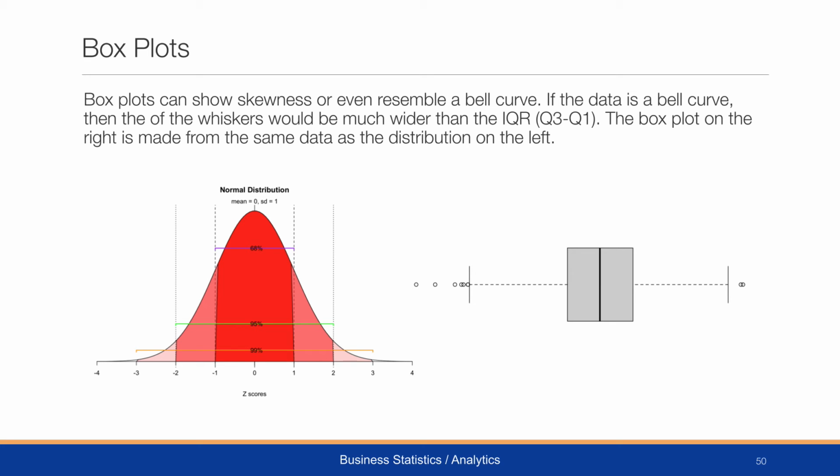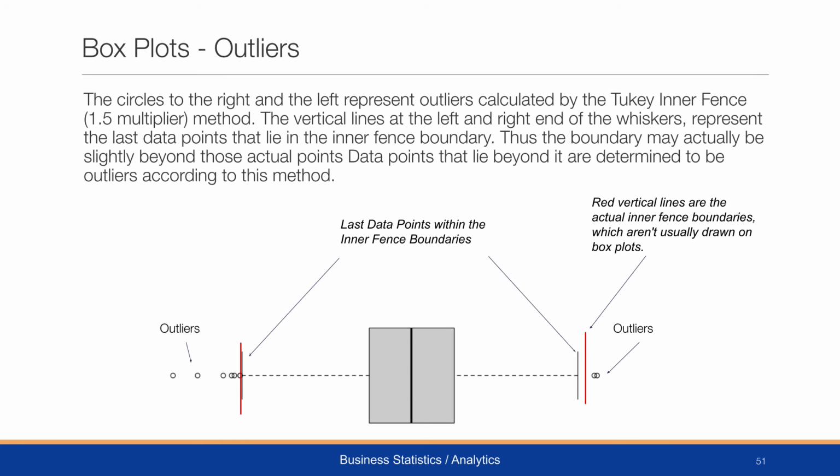Now, the circles to the right and left represent outliers calculated by the Tukey inner fence method. That's what this statistical application uses, and Excel will give you outliers as well. The vertical lines at the left and the right of the whiskers represent the last data points that lie in the inner fence boundary. So the boundary may actually be slightly beyond those actual data points, and the data points beyond it are determined to be outliers. In other words, when it draws the box and whisker plot, those vertical lines are the last data points within the inner fence boundaries, and then you can have your outliers beyond it.